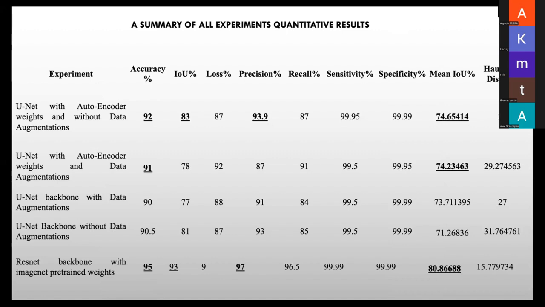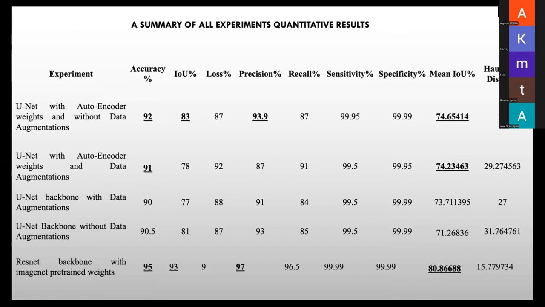As you see, these are the quantitative results that we got. The first experiment is using UNet with autoencoder weights and without data augmentation, without adding more data, with only flipping, blurry views, and some distortions that can give us more data. We get a good accuracy of 92 and a good mean IoU of 74.6.